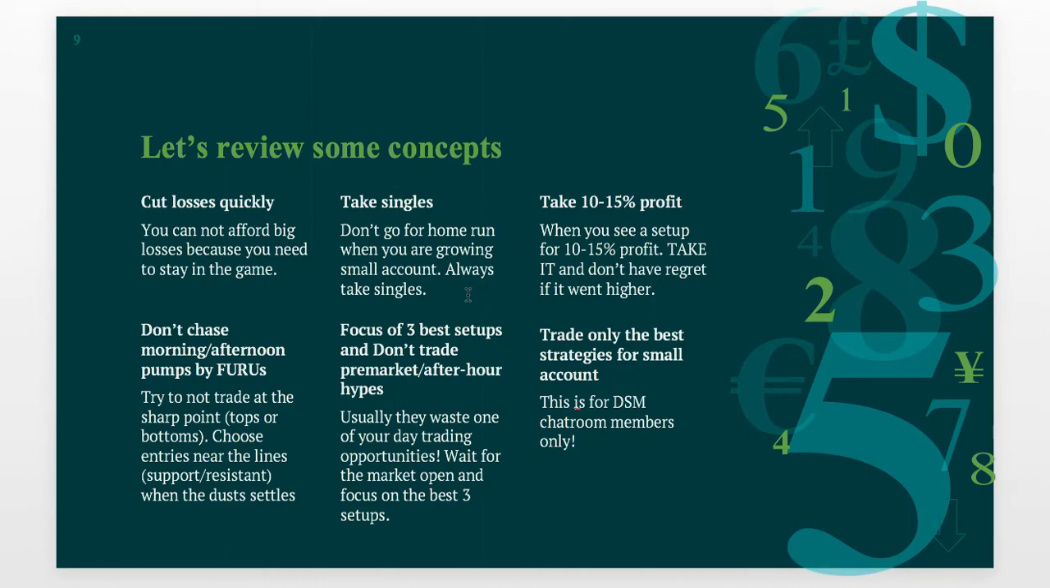So if you have a small account and you couldn't grow your small account in the past few months or past few years, there are problems with your methodology and you have to change your trading system. So take 10 to 15% profit every time you see a 10 to 15% setup. Go for it. If you see 10%, 15% profit in your account, take it. Don't waste your time. Take the profit and wait for the next opportunity.